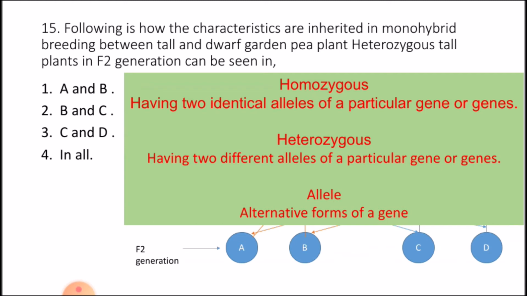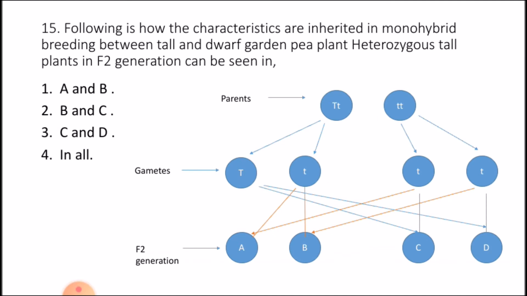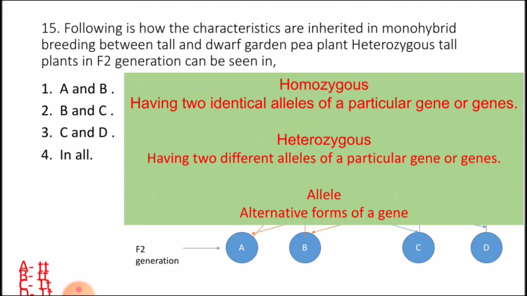Therefore, from this monohybrid breeding, we can obtain the following results for the F2 generation. A and B are homozygous. C and D are heterozygous. Therefore, the third one is the answer.